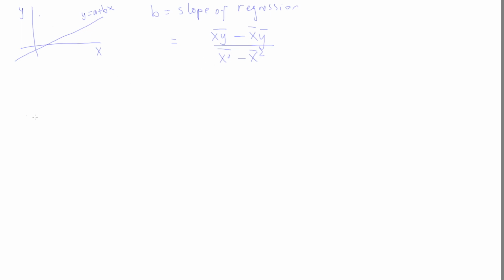So let me just take a quick aside. Remember the sample covariance. What is the sample covariance? It's 1 over n minus 1 times the sum of xi minus x bar, yi minus y bar. This is called the sample covariance. It kind of tries to tell me how related x and y are.